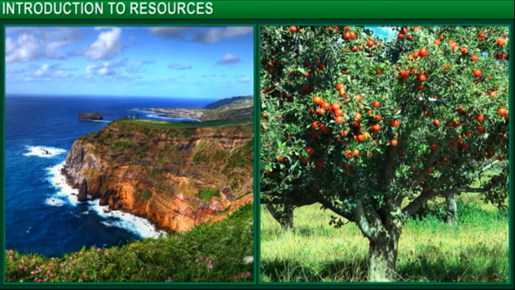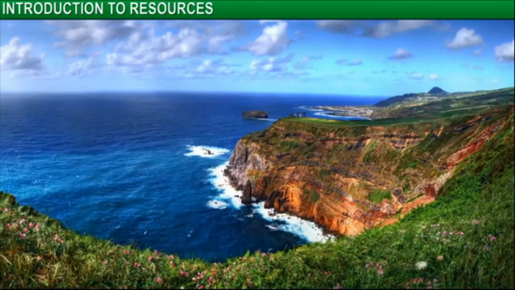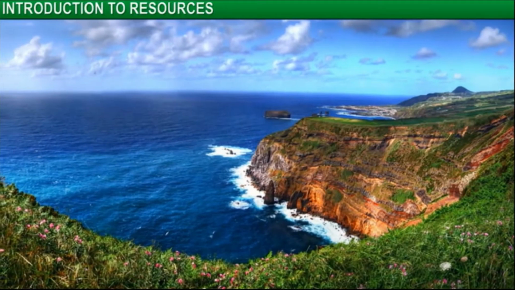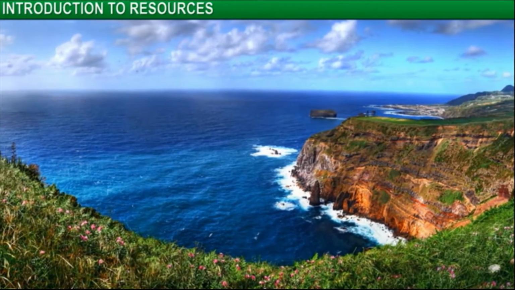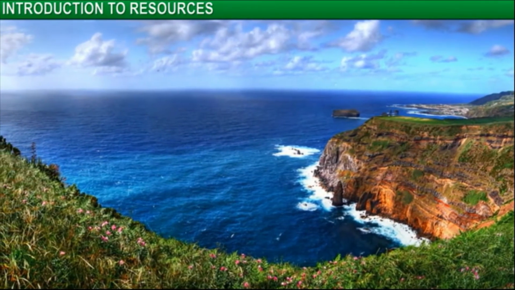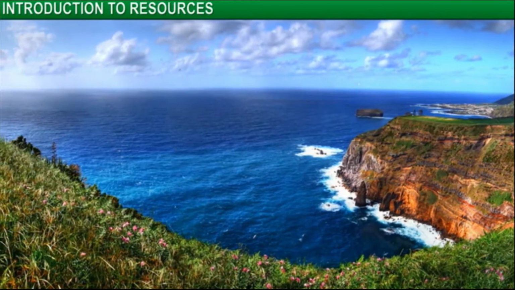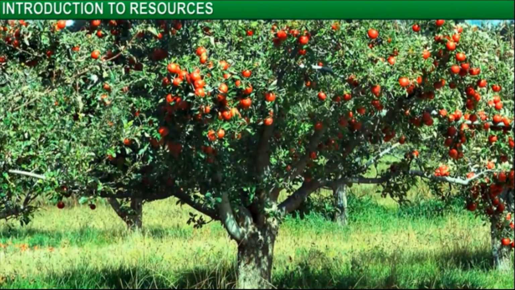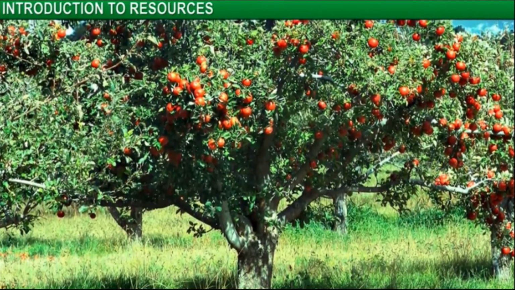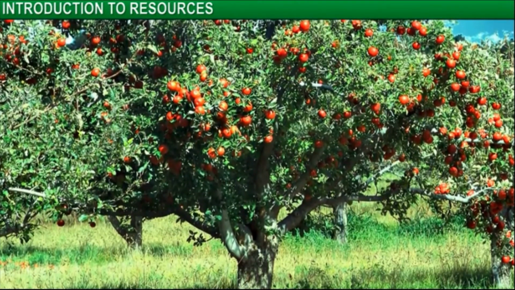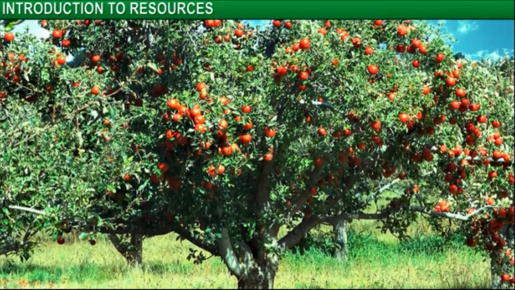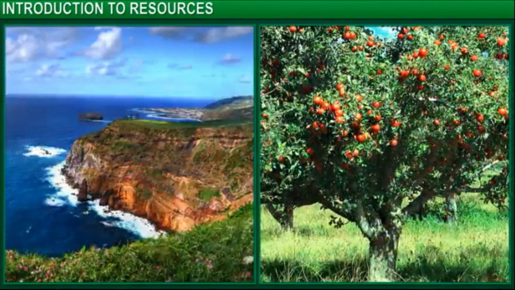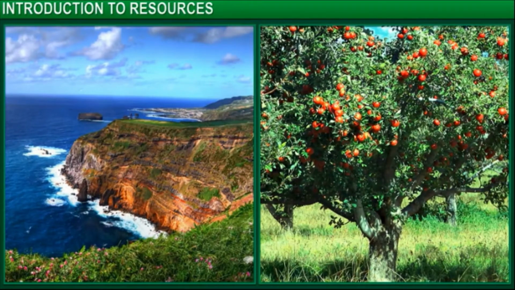Now, look at these two landscapes. The first landscape may not have economic value, but it does appeal to our sense of beauty. It has aesthetic value in our lives. Hence, it is a resource. The second landscape is actually an apple orchard. It is also very beautiful to look at, and it can be used to generate money. Hence, it is a resource with economic value. As you can see, some resources have economic value, while others do not.